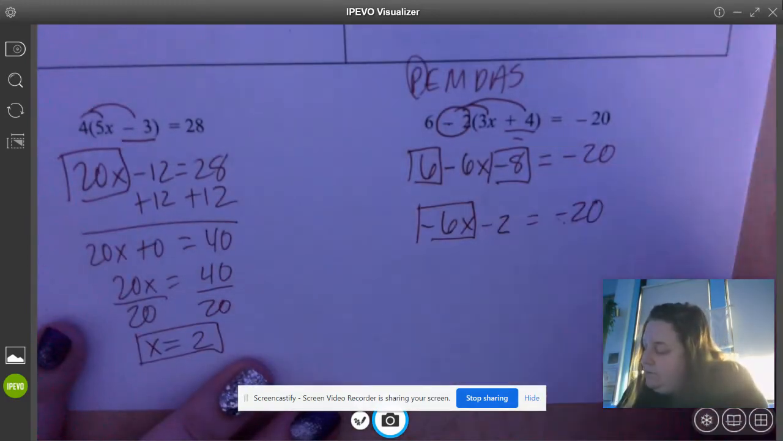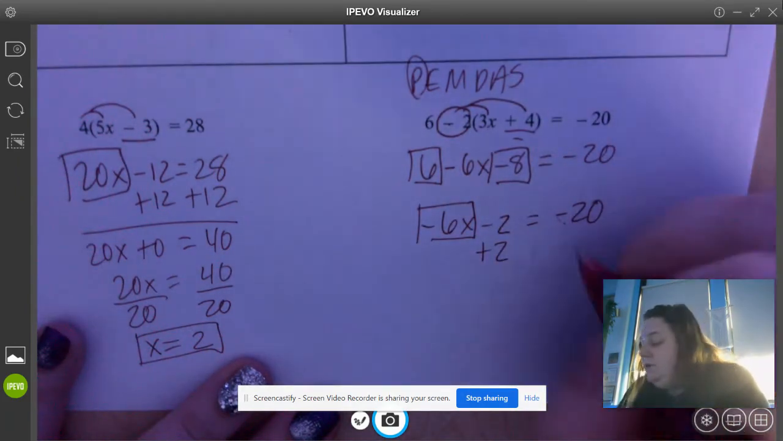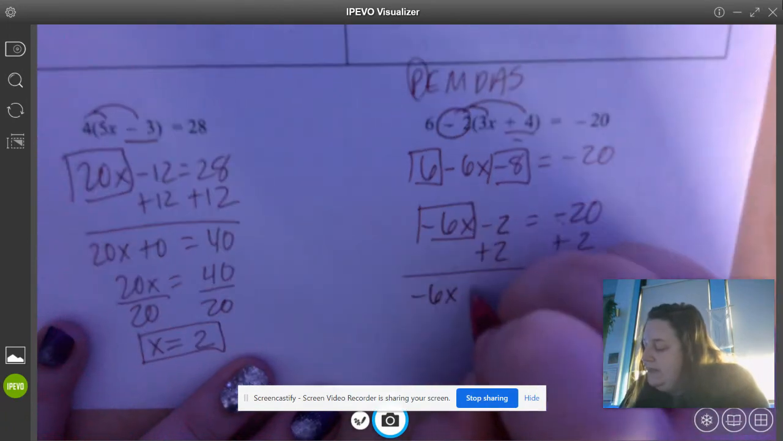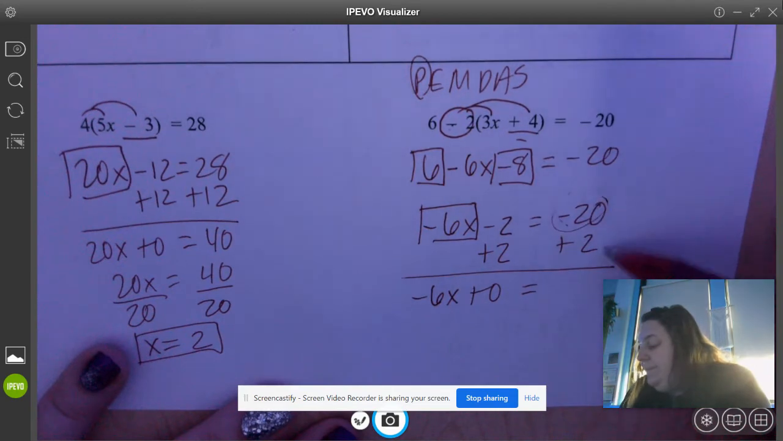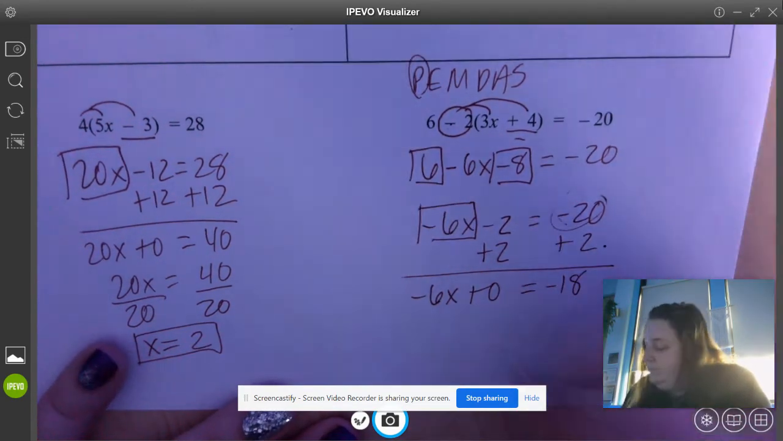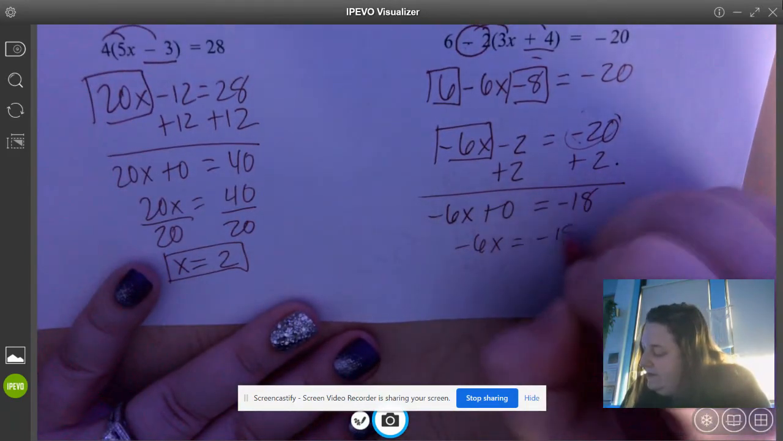So box my variable term, including the sign with it. Get rid of that constant first, so I'm going to add 2 to both sides. So this is negative 6x plus 0. Now be careful with your integer rules. I have negative 20 plus 2. So that's going to give me negative 18. So I'm left with negative 6x equals negative 18.